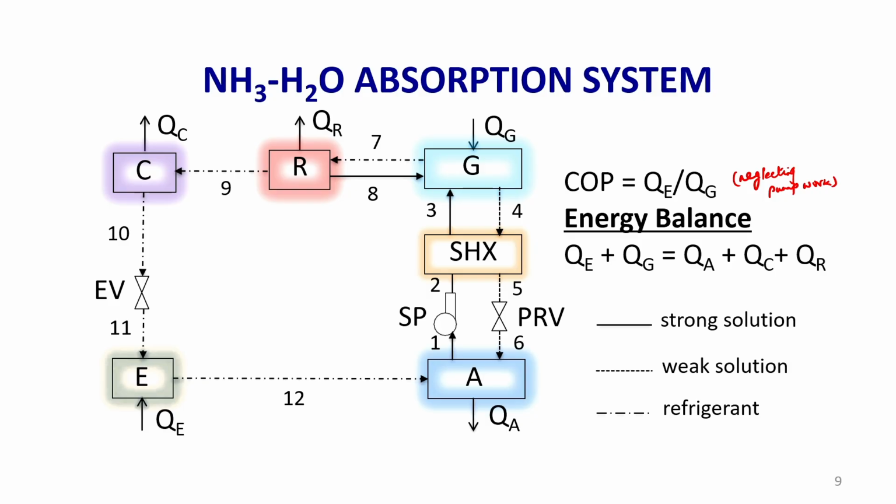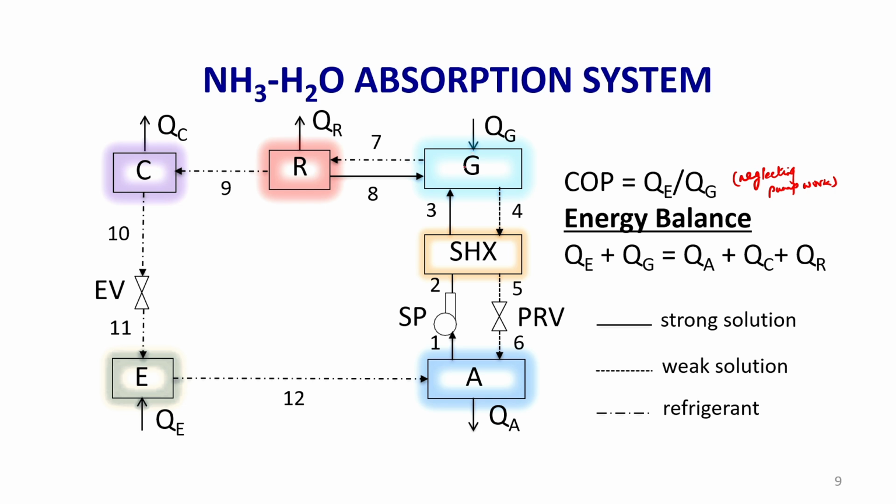Now, this strong solution is entering the generator. What happens in the generator? As heating continues further from the external source, here only the external heat input is provided. The heating which takes place in the solution heat exchanger is internal heating; the heat is not provided from an external source.